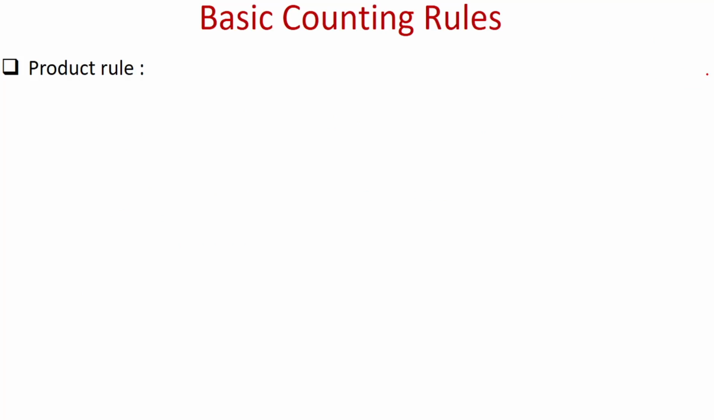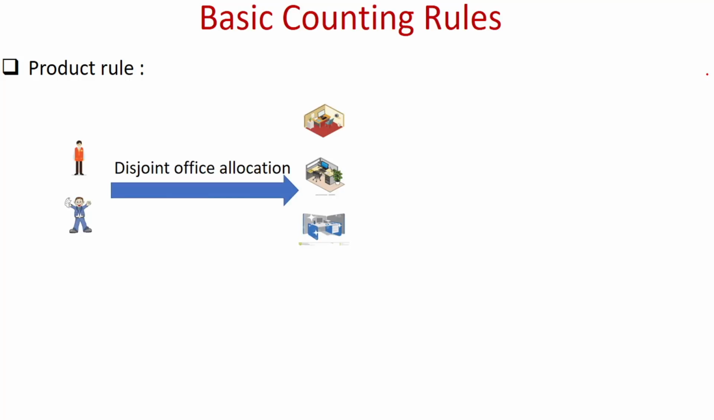So the first basic rule is the product rule, and I'm sure all of you are aware of this product rule. So let me demonstrate the product rule first with an example. So here the problem description is the following. You have two employees, say employee number 1 and employee number 2, and they are going to join our office, and there are three office spaces available. I call them office 1, office 2 and office 3. So three rooms are available, and our goal is to identify in how many ways we can allocate disjoint offices to these two employees.